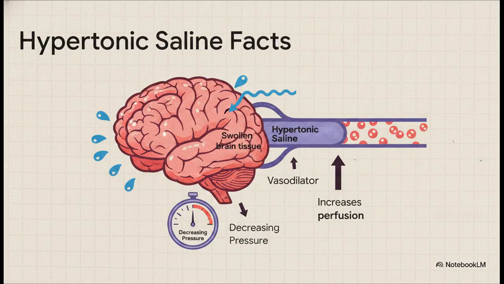Then we have question 6 regarding 7.5% hypertonic saline. This brilliantly illustrates how medicine evolves. Contrary to older, outdated assumptions, hypertonic saline is actually highly beneficial for patients with closed head injuries. So the false statement here is that it should be avoided. In reality, that super salty 7.5% solution acts like a sponge, pulling fluid out of the swollen brain tissue.